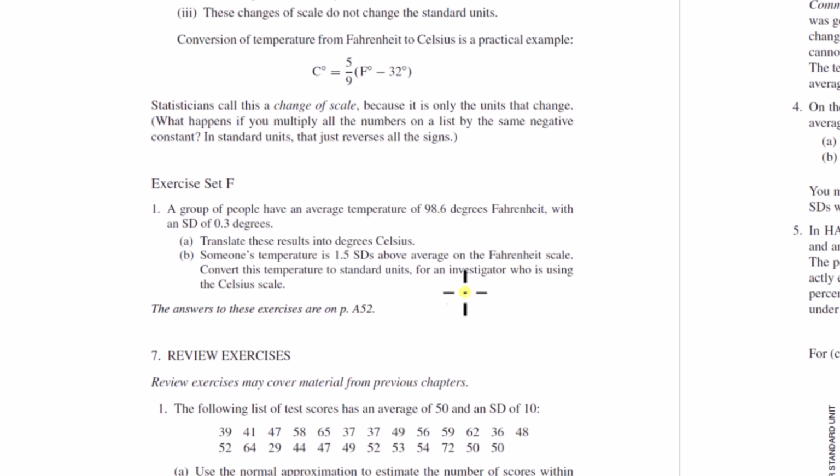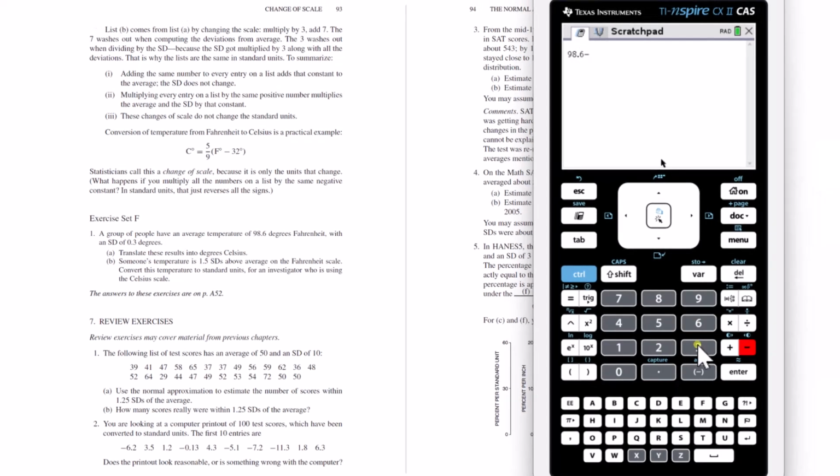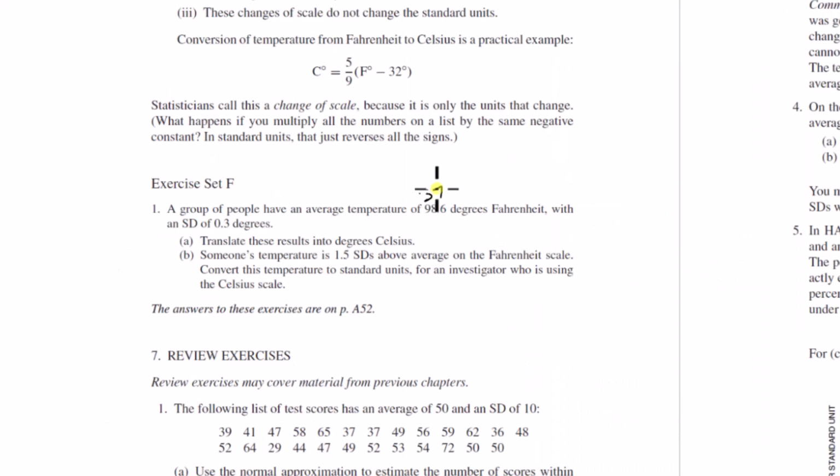All right, so for the average in degrees Celsius, we just convert 98.6 degrees Fahrenheit to degrees Celsius using this conversion factor here. So, minus 32. All right, so 37 degrees Celsius. Okay. Now, this is a little bit different here.